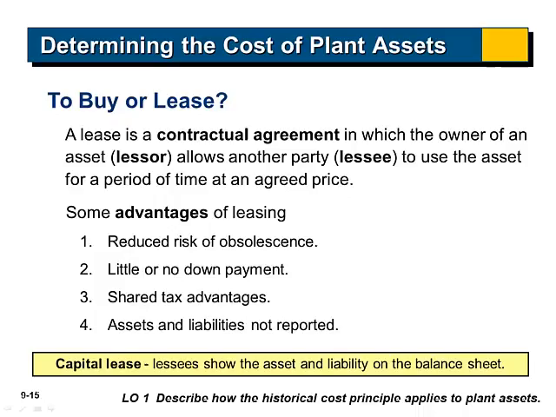Some advantages of leasing are that it reduces the risk of obsolescence. It keeps the onus of obsolescence on the lessor, since you don't actually own it, you're just leasing the unit. If it becomes obsolete, it's no big deal to you. You can just lease a better one or one that's not obsolete. Oftentimes with leases, there are little or no down payments. There are shared tax advantages. And for most leasing, assets and liabilities are not reported. Since you don't actually own whatever it is that you're leasing, you don't record it on your financial statements.